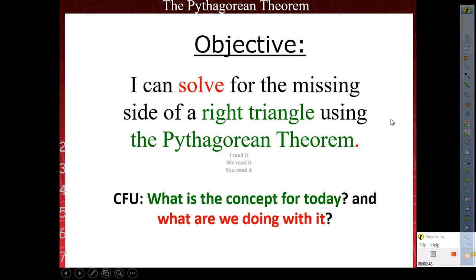Theorem. Imagine if you would make a rap song out of that. I can solve for the missing triangle. He got stuck with that one. Pythagorean Theorem.